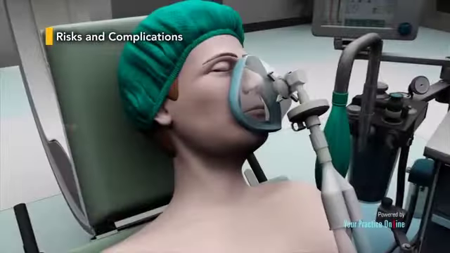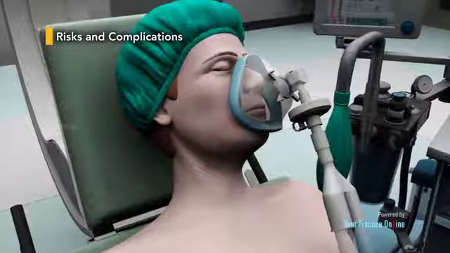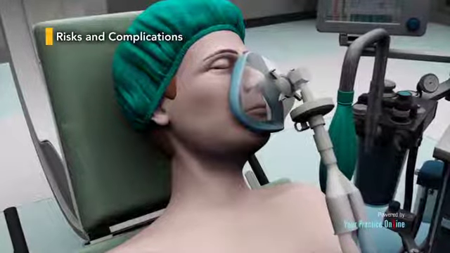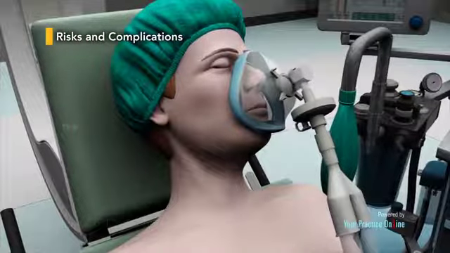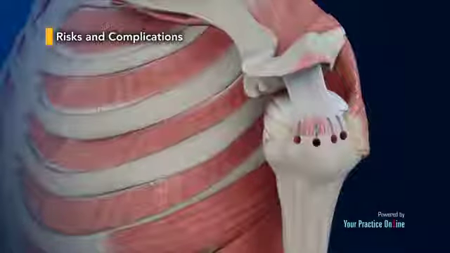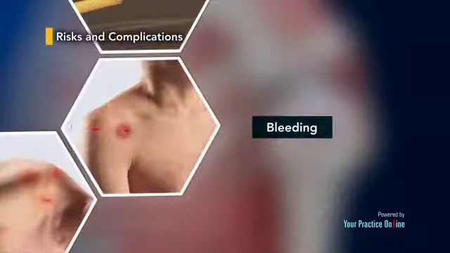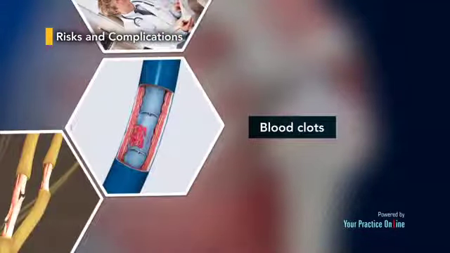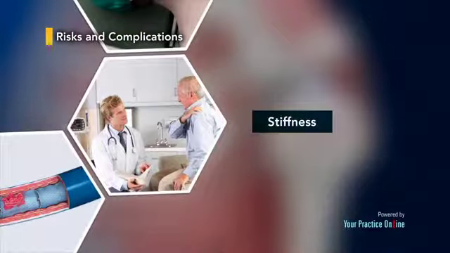Risks and complications. As with any surgery, there are risks and complications that can occur. Along with the risks of anesthesia, possible risks and complications associated with rotator cuff surgery include infection, bleeding, damage to nerves or blood vessels, blood clots, deep vein thrombosis, stiffness.